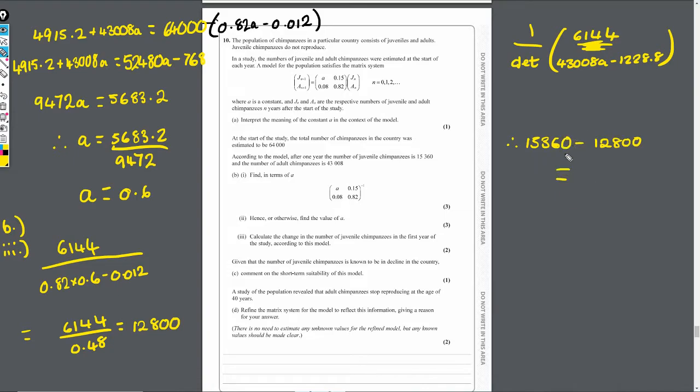Do this on your calculator, and what you'll get is 2,560 chimps. So that's the increase. So that's my increase.